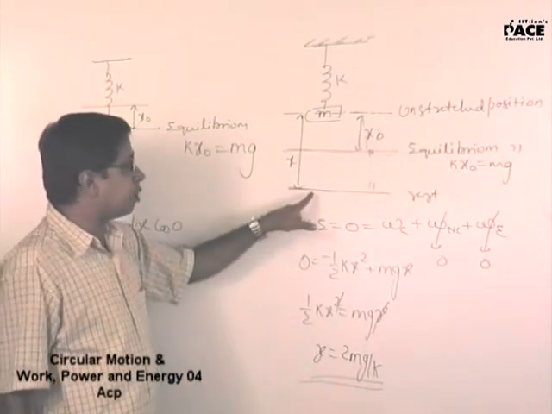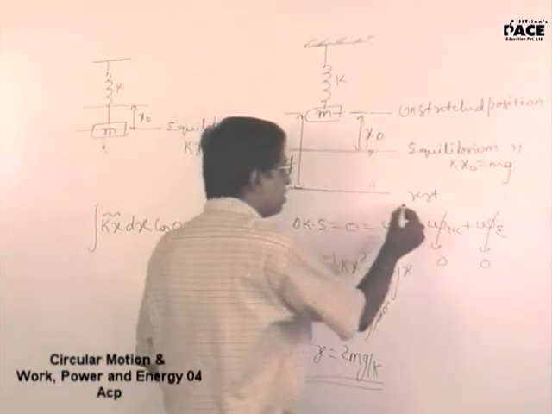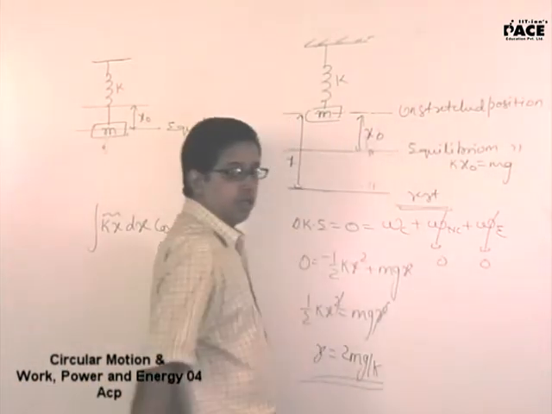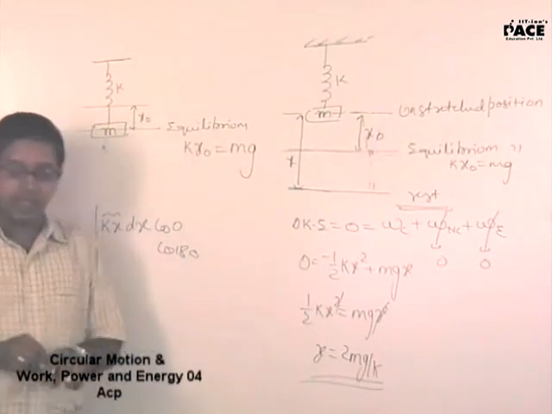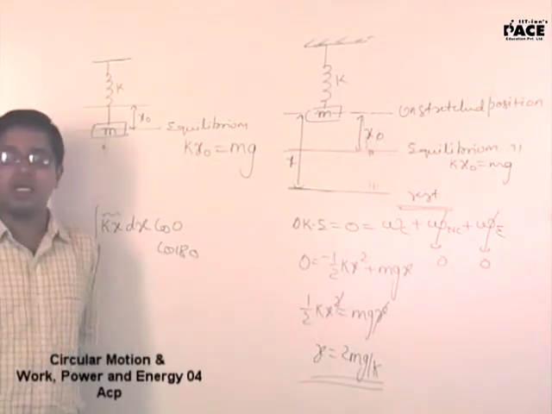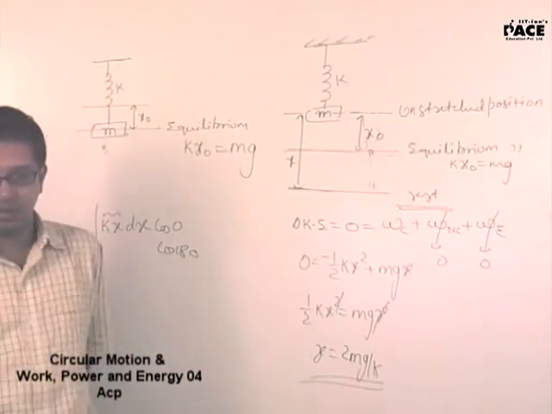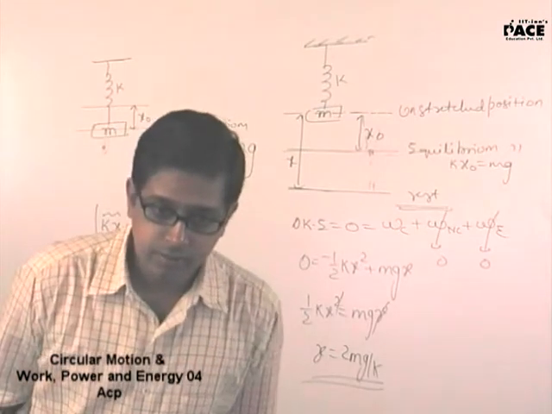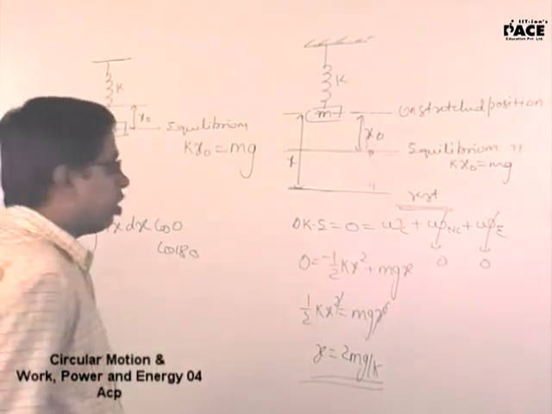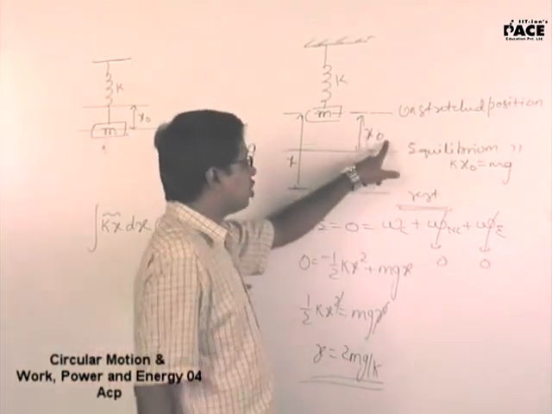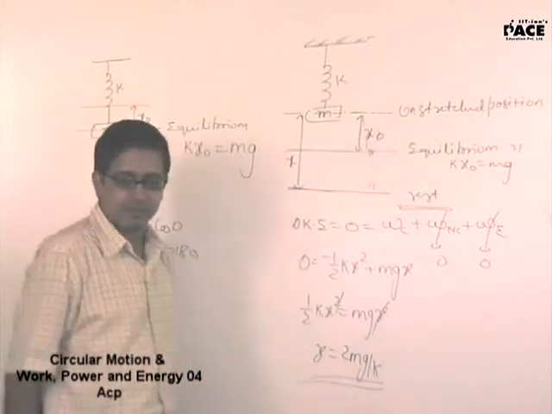And I can call that to be the maximum elongation because here the particle comes to rest. Is that clear? That is twice x0. Naturally, because it is symmetric, it will be 2 times x0. Yes, sir.